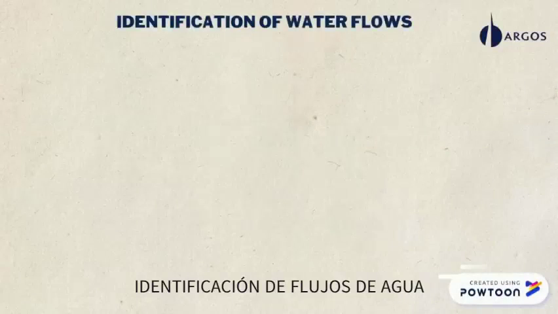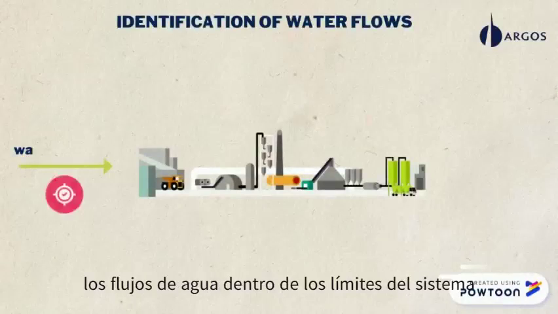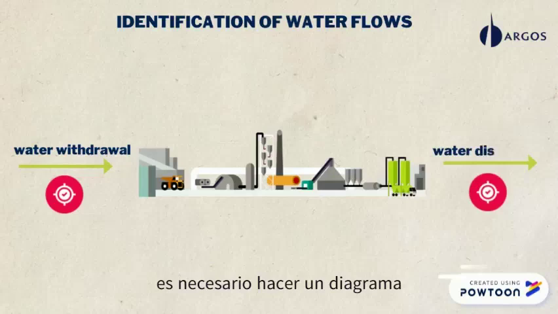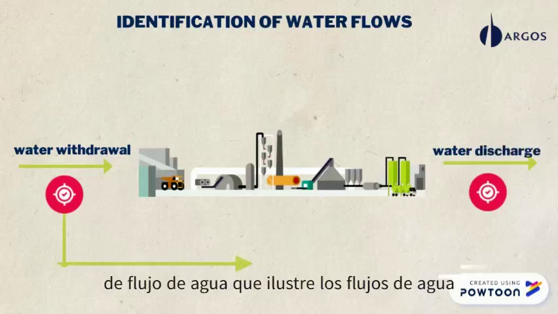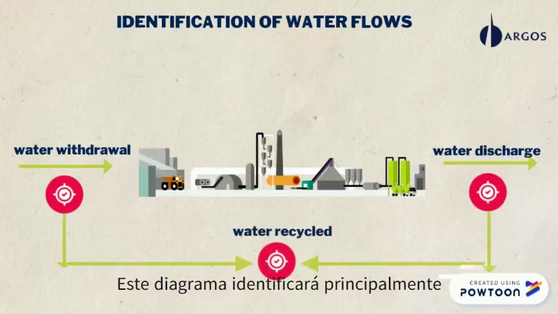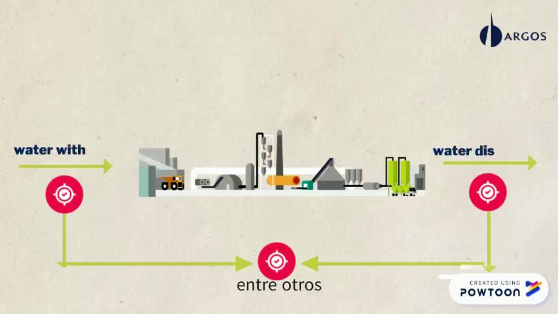Identification of water flows. To have a clear understanding of all the water flows within the limits of the system in order to provide reliable data on the use of water, it is necessary to make a water flow diagram which illustrates the water flows within the boundaries of the reporting site. This diagram will mainly identify the operational limits, the flows entering and leaving the system, among others.